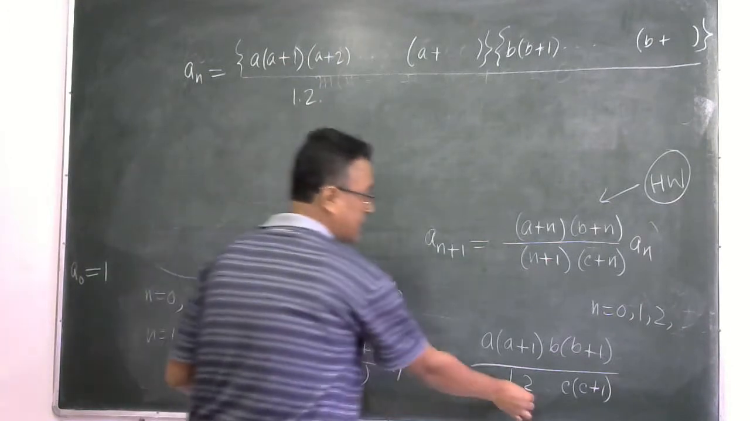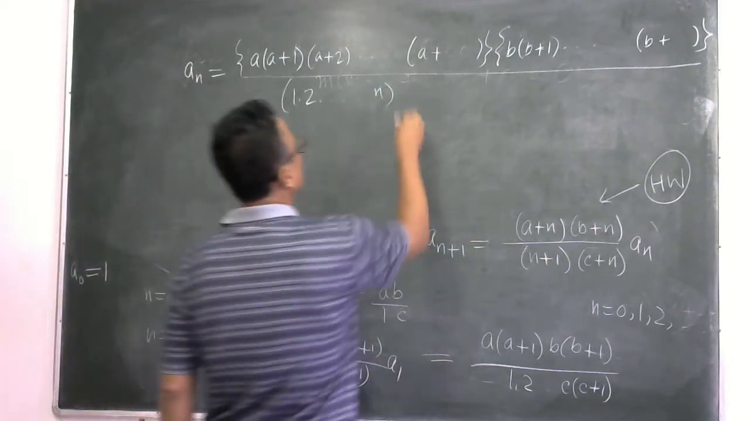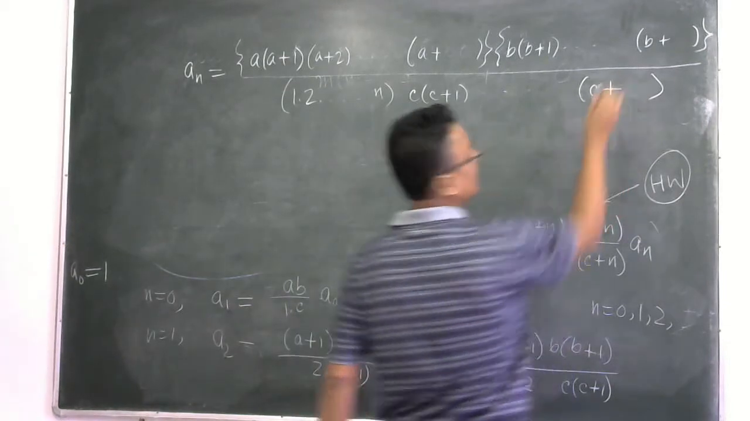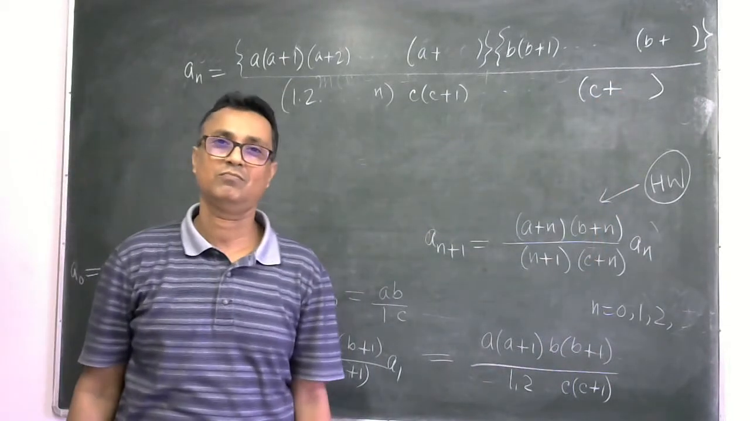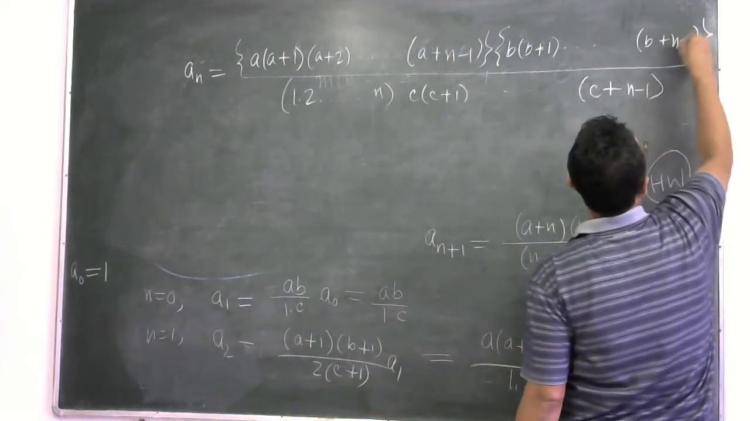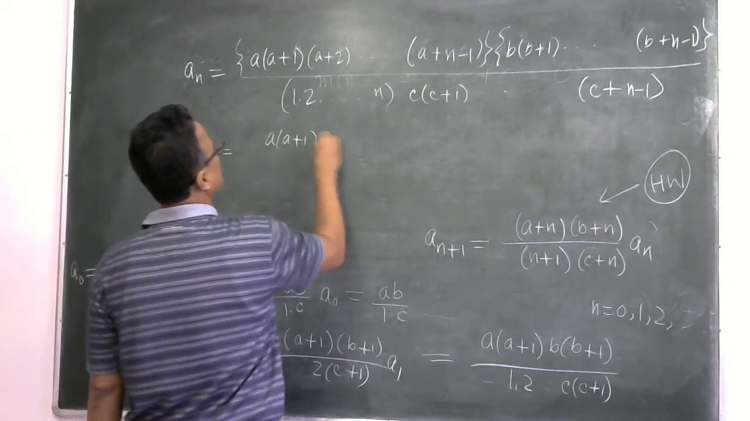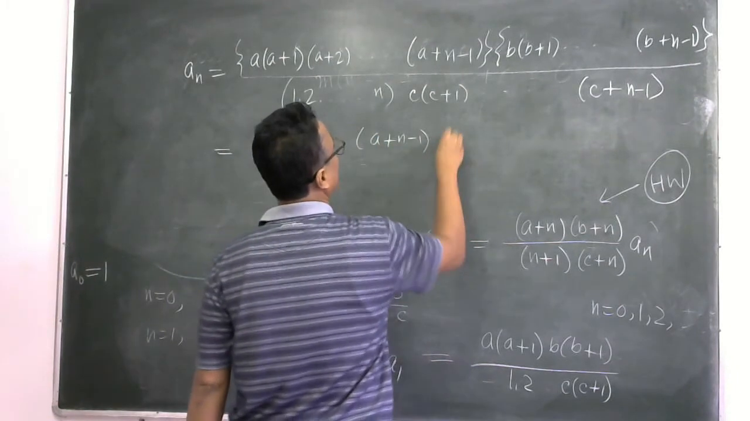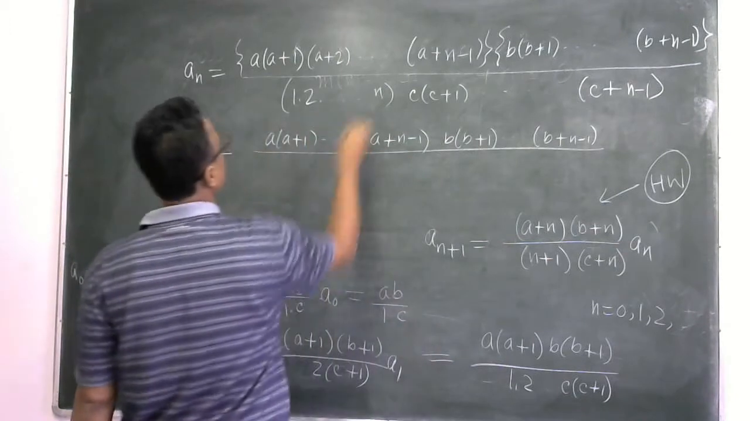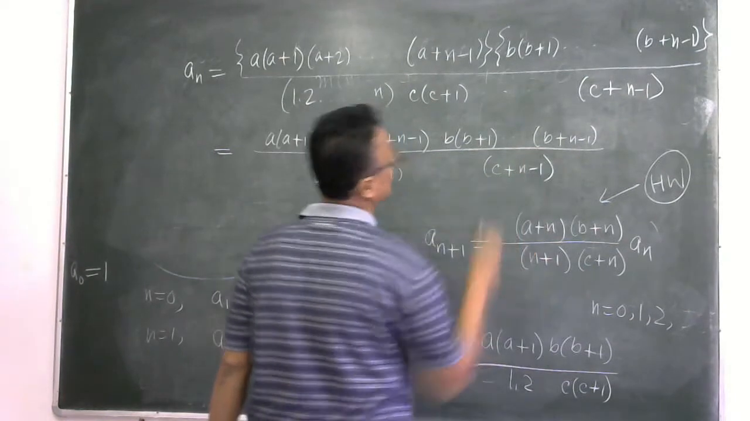See, when it was 2, it ended in 2. When it is n, it is going to end in n. And then of course, c into c plus 1 up to c what? Can somebody tell me? I'm clueless. n minus 1. That means these are also going to be n minus 1. So basically now I can freely write it as a into a plus n minus 1, b into b plus n minus 1, and then this is simply factorial n, then c into c plus n minus 1. That's it.